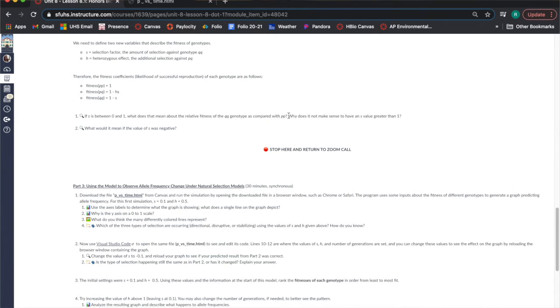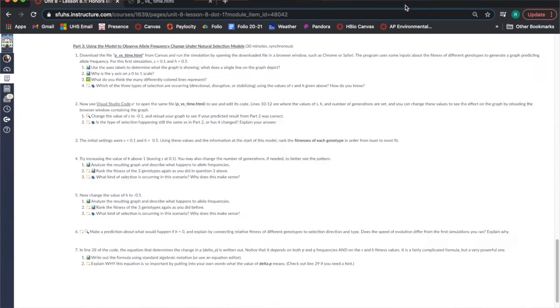What would it mean if the value of S was negative? Well, in this case, if we had 1 minus a negative S, you would add that S to 1, and you could increase the fitness of the homozygous recessive individual. So you may say, okay, this individual is more fit than this individual just by changing whether S is positive or negative. So let's use the model to actually show what we're doing.